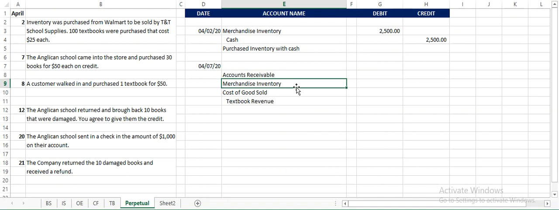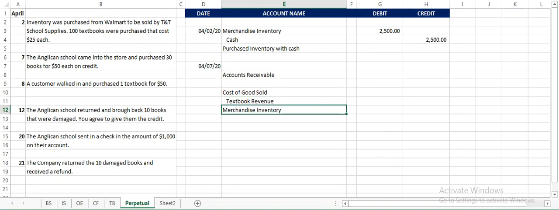Merchandise inventory, what's happening with that account? Well, we no longer have those 30 books we sold, so that has decreased. It's an asset account, and so in order to decrease an asset account, we have to credit it. Cost of goods sold is an expense account, and what happens with this expense account is we are increasing it because that's additional cost that we can now put on our income statement because it's now sold. So that's going to be debited because it's an expense.